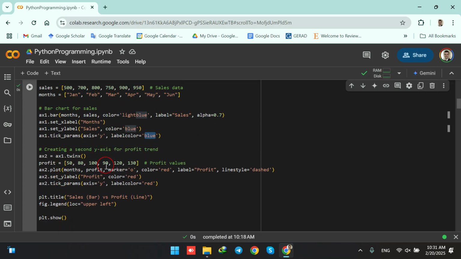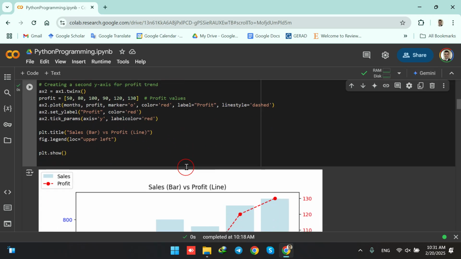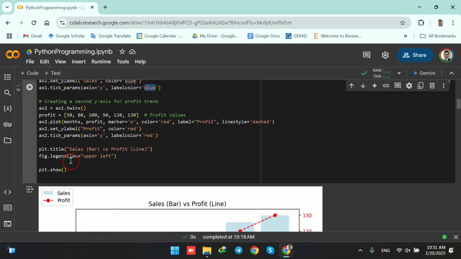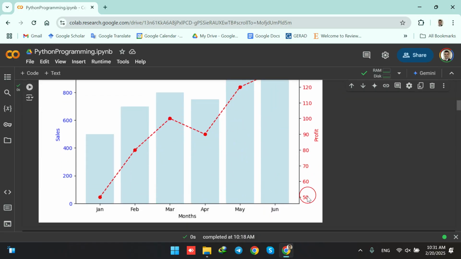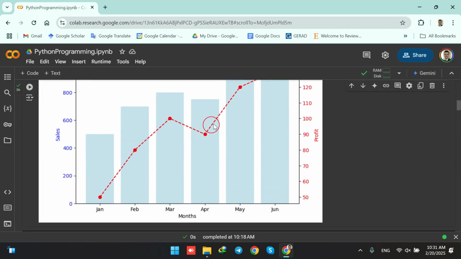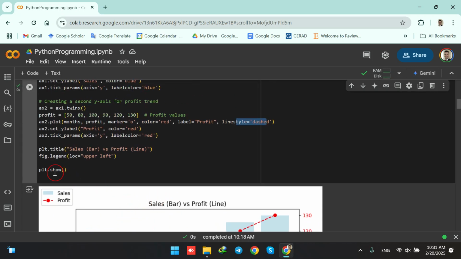And then we would like to create our second y-axis. The second y-axis is for the profit. Okay. Here we are having the profit. So these are the units that are used for profit, from 50 to 130. We are having the plot: months, profit, and marker, color, label, and we want it to be a dashed line. So we see that it's not a solid line, it's a dashed line.